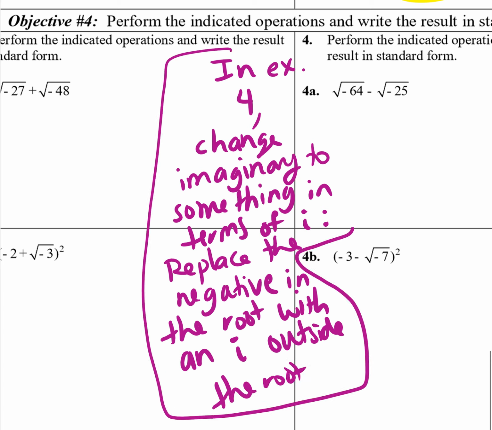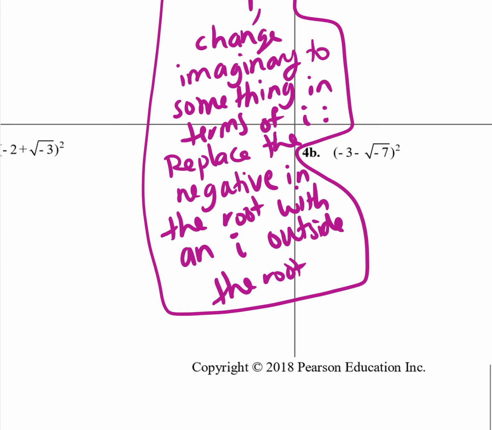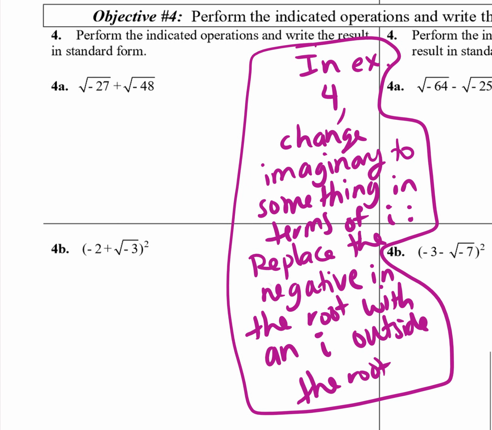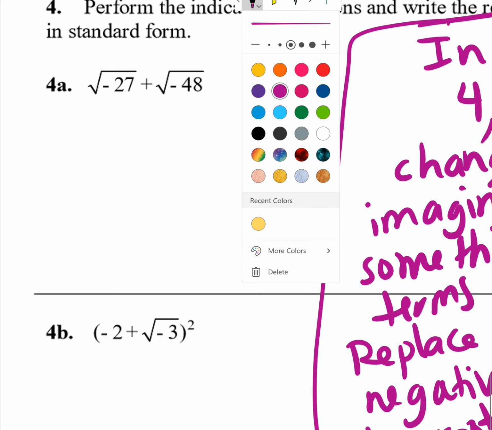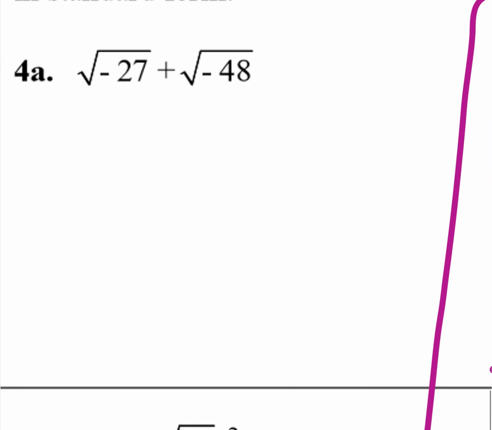Once you do that, everything should be all review, whatever other properties you have to use, it's review from previous classes. So let's see, for example, and that sounds like witchcraft. Can you do that? Is that okay to just all of a sudden replace a negative with a blah, blah, blah? Okay, so maybe in the first example, we can show why.